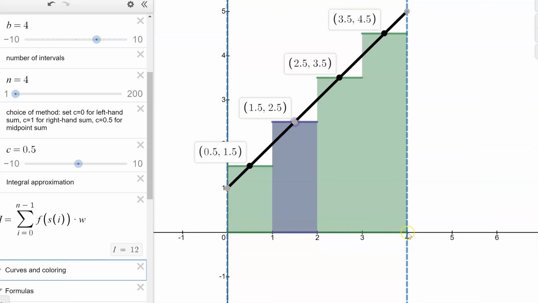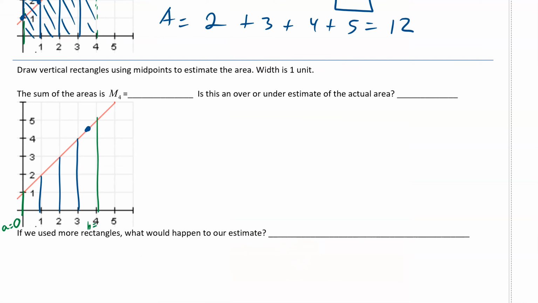So if we did 3 plus 4, that's 7, divided by 2 would be 3.5. 2 plus 3 is 5, divided by 2 is 2.5. 1 plus 2 is 3, divided by 2 is 1.5. So it's just the average of the 2 to make that midpoint. So that's what we're using here. And then we just draw across like that. And then that makes our rectangles. So we fill them in.